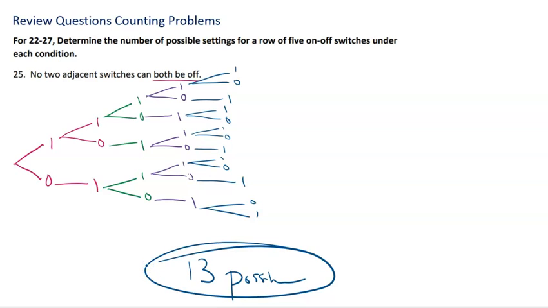Okay, we don't have to list them, actually. It just said determine the number of possible settings. You could list them, though, 1, 1, 1, 1, 1, then 1, 1, 1, 0, 1, and so on. It's hard to remember which ones you've done. And if you were going to do this, here's my advice. If you had to list them, what would you do? Follow your pattern. 1, 1, 1, 1, 1.